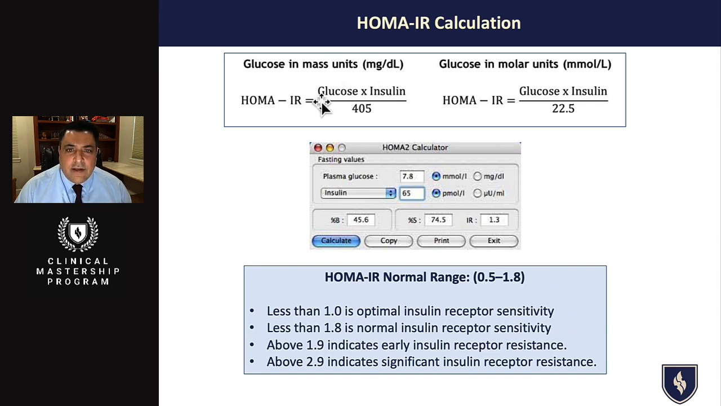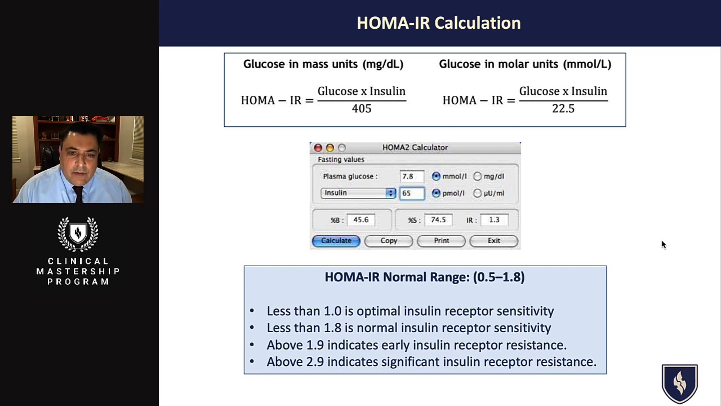So you can see in milligrams per deciliter units, it's glucose times insulin divided by 405. And if you're looking at millimoles per liter, it's glucose times insulin divided by 22.5. So you want to look at your lab test and see what units are available. Now, if you just type in HOMA calculator, you can find many online sources that you can use to quickly do the calculation for you, with whatever units you're using with the lab test you're running. So once you find a calculator you like online, it can be very easy just to plug those in and get the information that way.